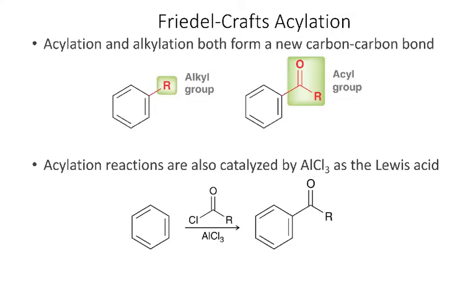In both Friedel-Crafts Alkylation and Acylation, we're making a new carbon-carbon bond. In the case of alkylation, we're just adding an alkyl group. In the case of acylation, we're making a ketone right off the benzene ring. Just like the Friedel-Crafts Alkylation, we're going to use aluminum chloride as a Lewis acid catalyst. Let's take a look at what our electrophile actually looks like.